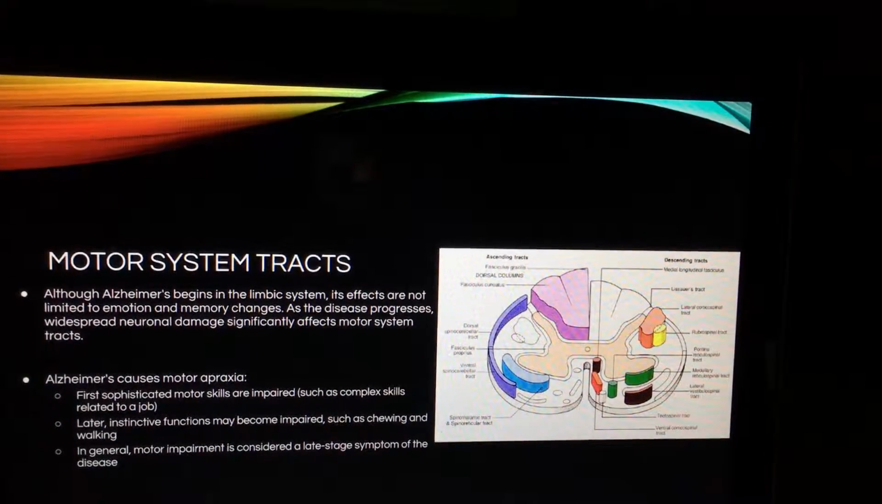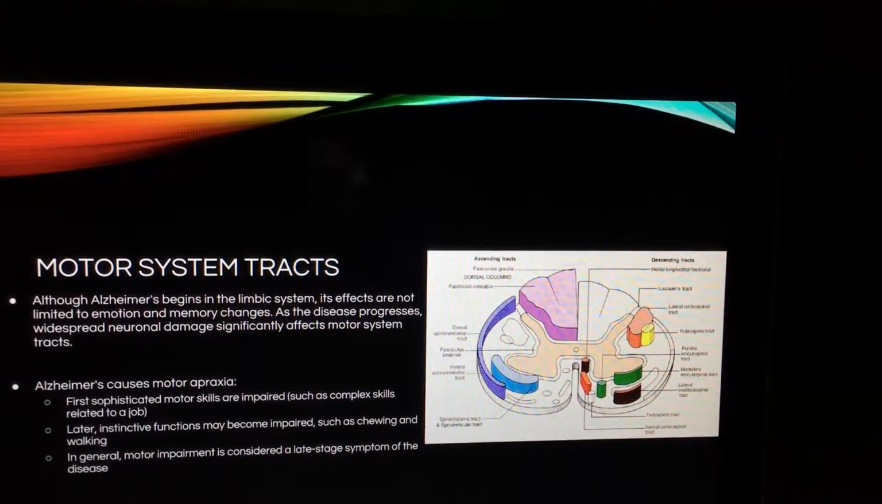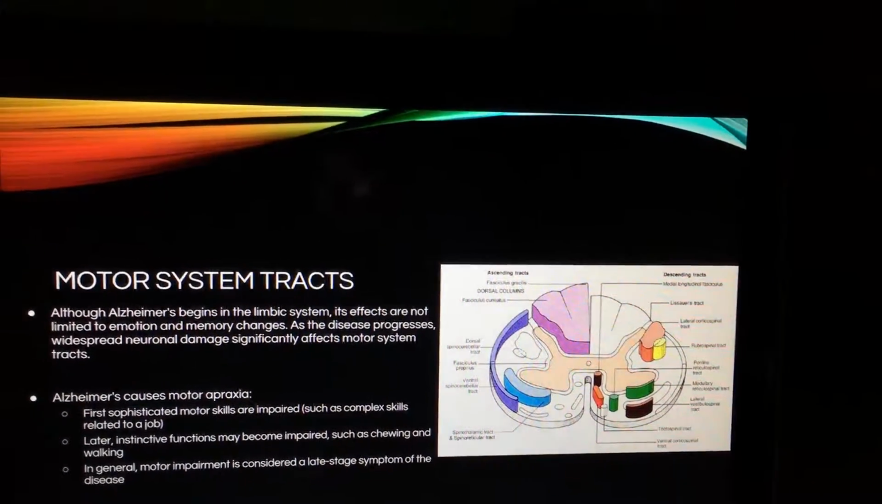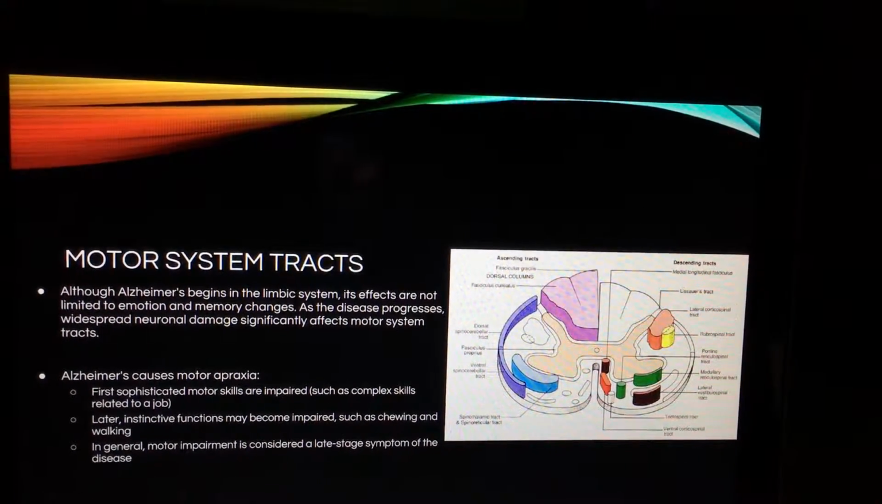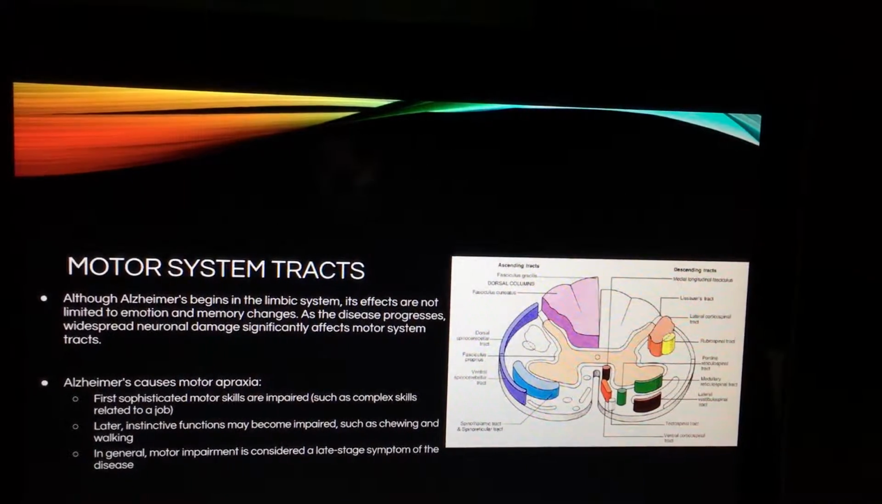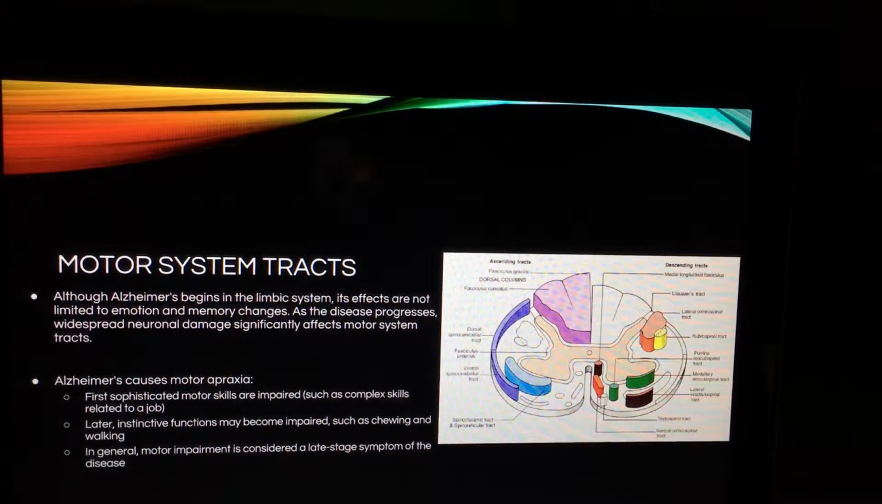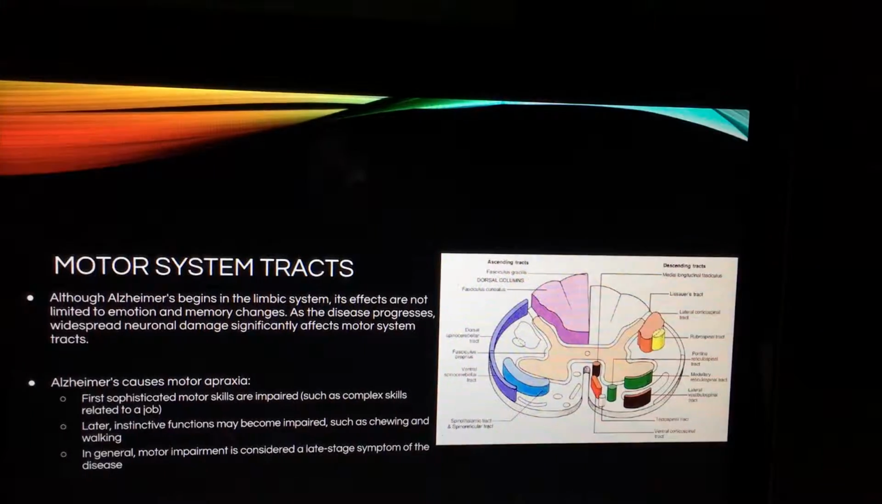First, sophisticated motor skills are impaired. These include complex skills such as those related to a job. Later, instinctive functions may begin to become impaired, such as chewing and walking, and in general, motor impairment is considered a late-stage symptom of the disease.